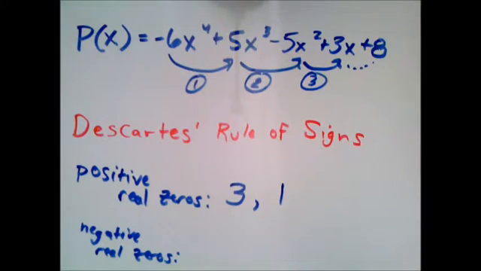That part where they say "or less than that by an even number": say if you've got 5 sign changes, it could be 5, 3, or 1. It can't be less than it by 1.